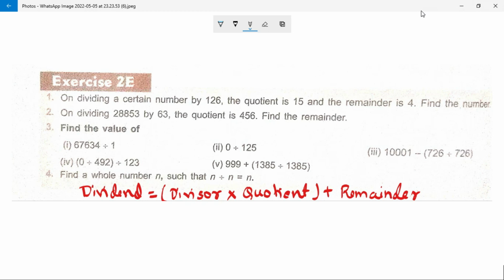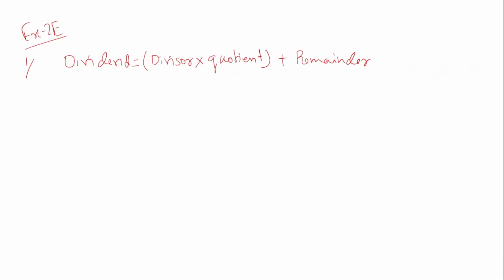So the first question is, on dividing a certain number by 126, the quotient is 15 and the remainder is 4. So find the number. That means you have to find the dividend. You just need to put the values in the place. So let's see how to do it. And so this is the formula. So in this question you have to find a dividend. So what is dividend, what is divisor, what is quotient and what is remainder?